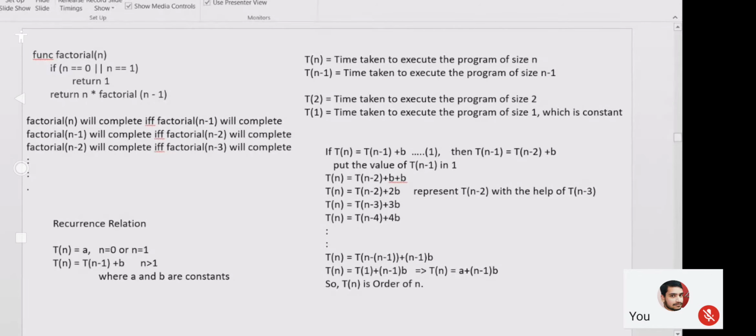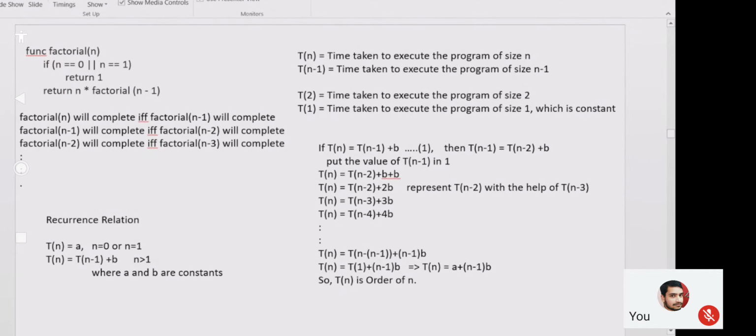So T of 1 means T of n minus n minus 1, and here it will be n minus 1 b. Now T of 1 is constant, that is declared A here. So A plus n minus 1 into b, it means this is order of n. No n square terms are there, no log n terms are there. Now someone says A plus n minus 1 into b, along with some n square terms. Let's assume you will get an equation like this: A plus n minus 1 into b plus n square. Then what will be the time complexity?